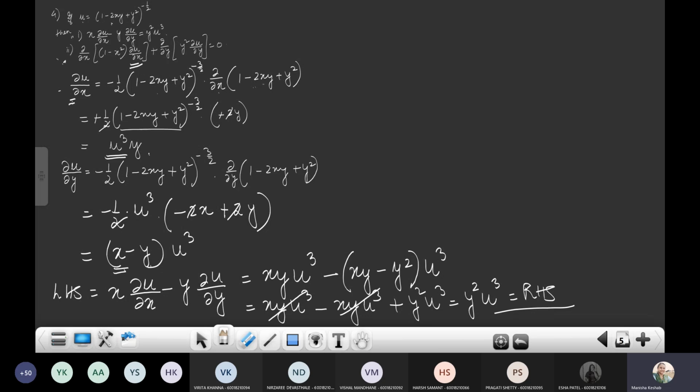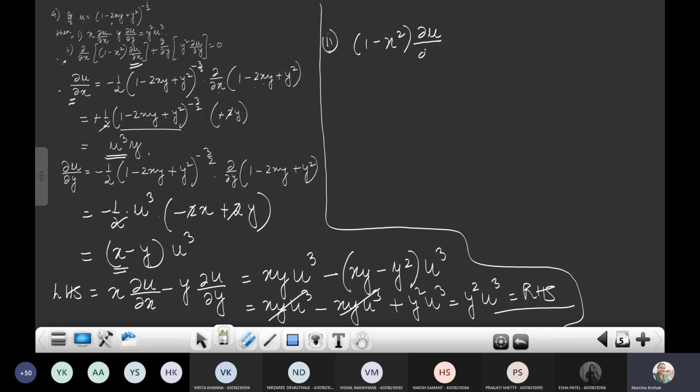It is expressed in terms of u. So one by one we are going to find them now. For the second part, what we require first is 1 minus x square into del u del x. So let us find that. 1 minus x square into del u del x is 1 minus x square into, now del u del x is y into u cube. And after that, I am again differentiating with respect to x.